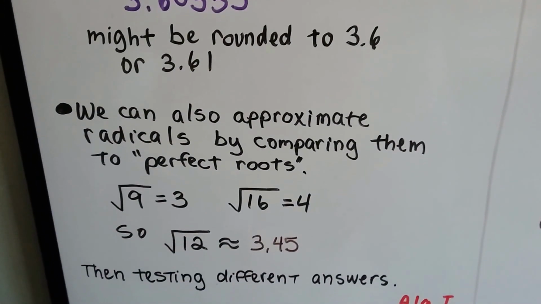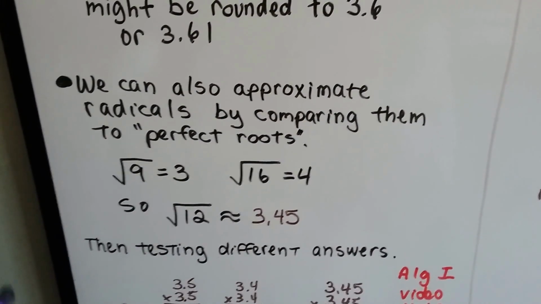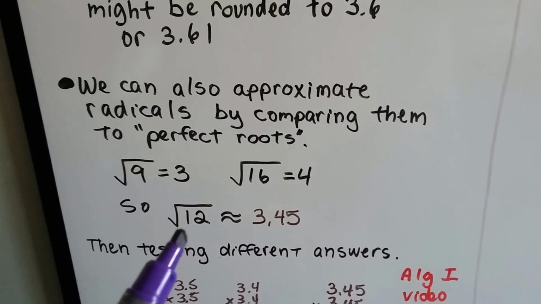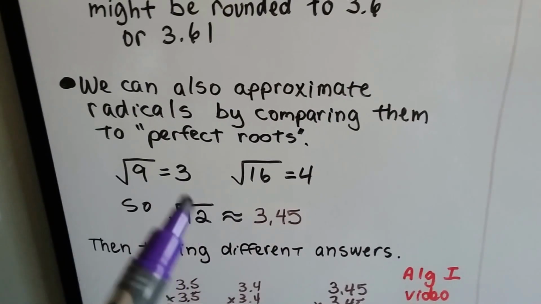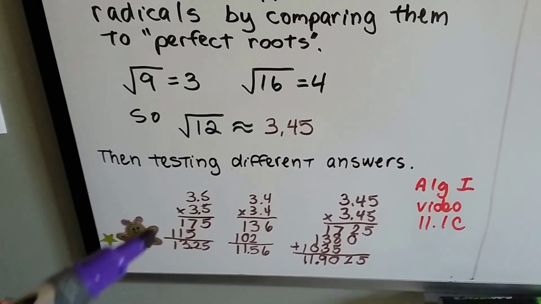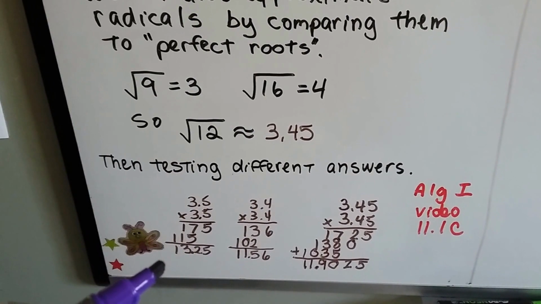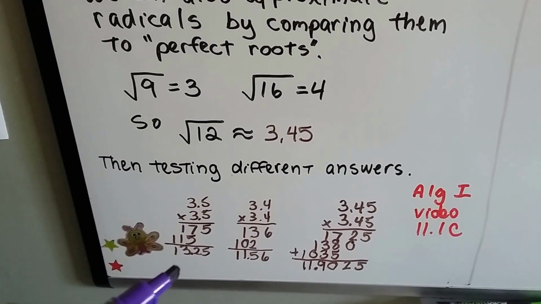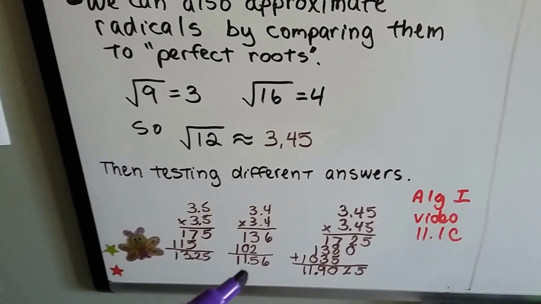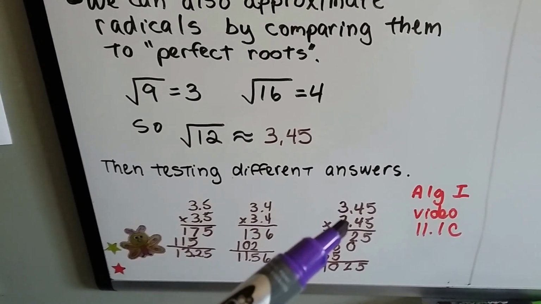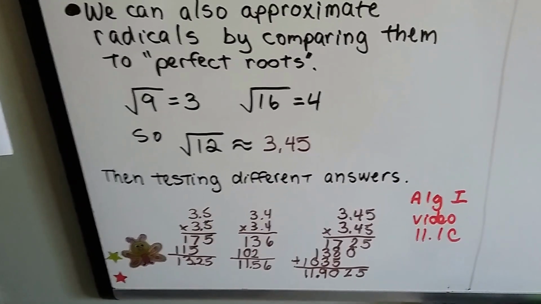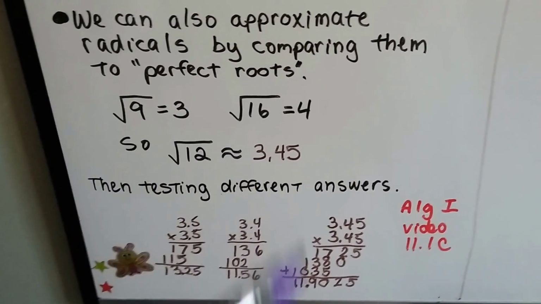We can also approximate radicals by comparing them to perfect roots. The square root of 9 is 3, the square root of 16 is 4, so we can find the square root of 12 by figuring that it's in between these two. So we can test different answers like 3.5 times 3.5. That's a little too big. That gives us 13.25. We could try 3.4 times 3.4. That gives us 11.56. That's a little small. We could try 3.45 times 3.45. That gives us 11.9, so that's kind of close. So we can say it's approximately 3.45.